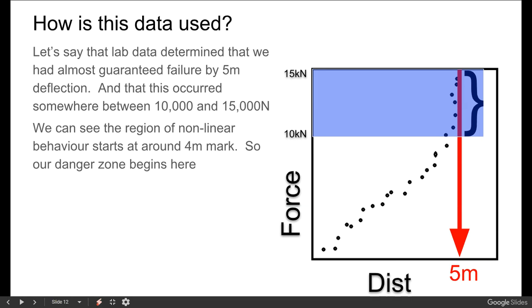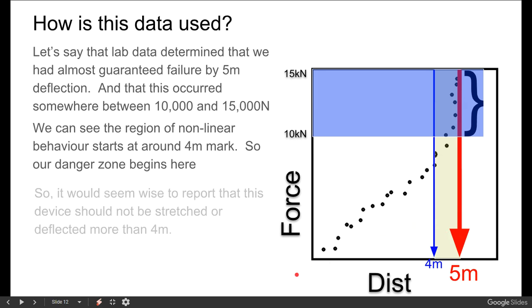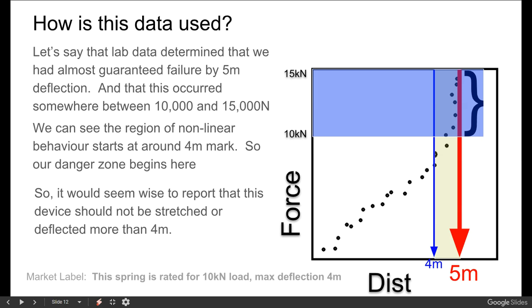So it looks like maybe here at around the 4 meter mark, we begin to enter our nonlinear behavior. So this zone here would represent our caution zone, and this is our red line. Don't go past that. You're going to have a bad thing happen. Makes sense then that we would give a report saying do not stretch this past 4 meters, and then you see this on the label. This spring is rated for 10 kilonewton load, maximum deflection 4 meters. It's processes like this that allow the engineers to set their limit.